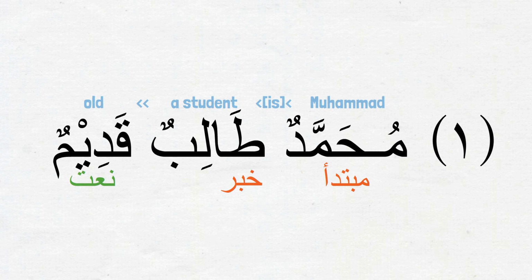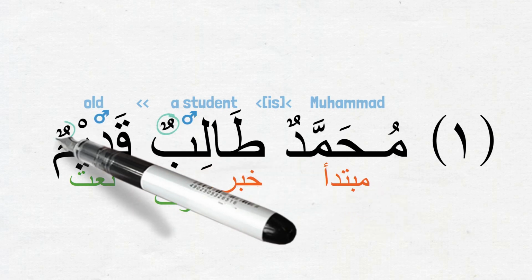So what would be man'ut then? Talibun, right? It is functioning as khabar and man'ut at the same time. And as we can see here, both na'at and man'ut are coming as mudhakkar, marfu' and nakirah.